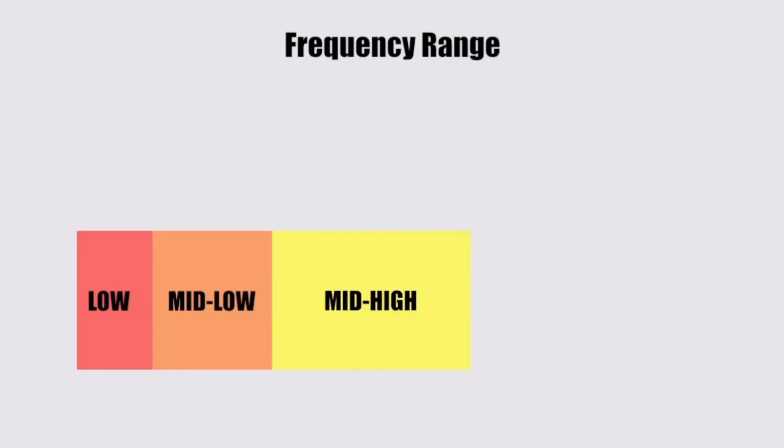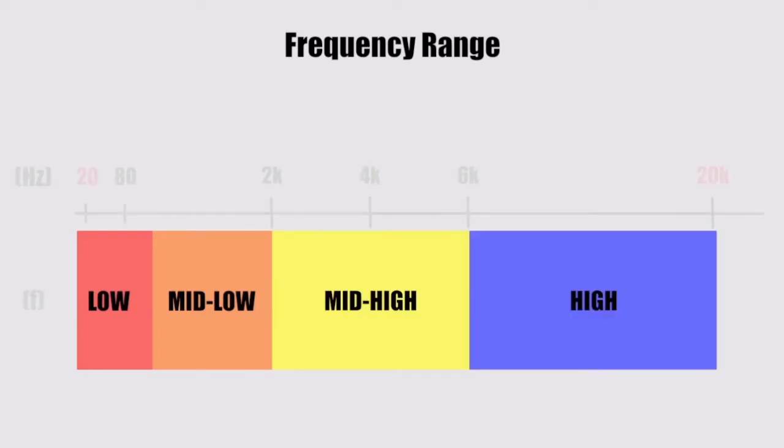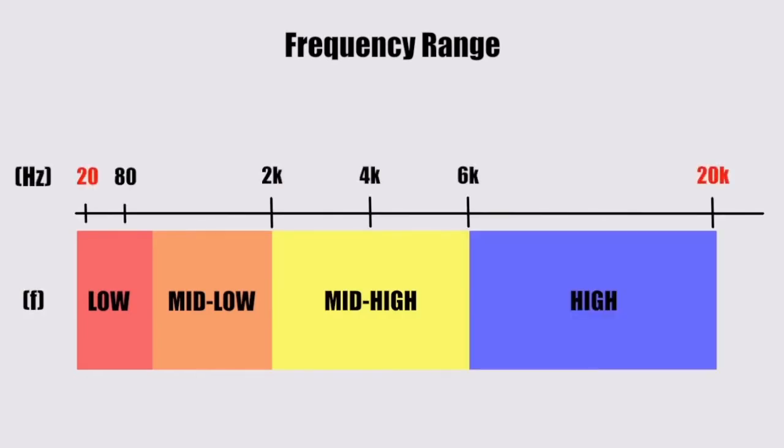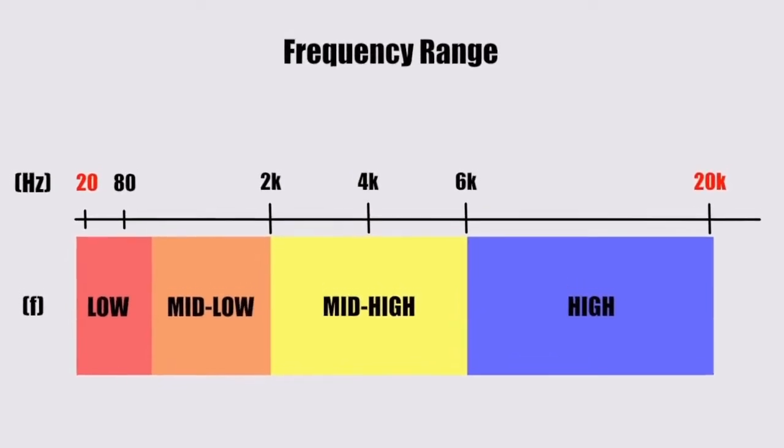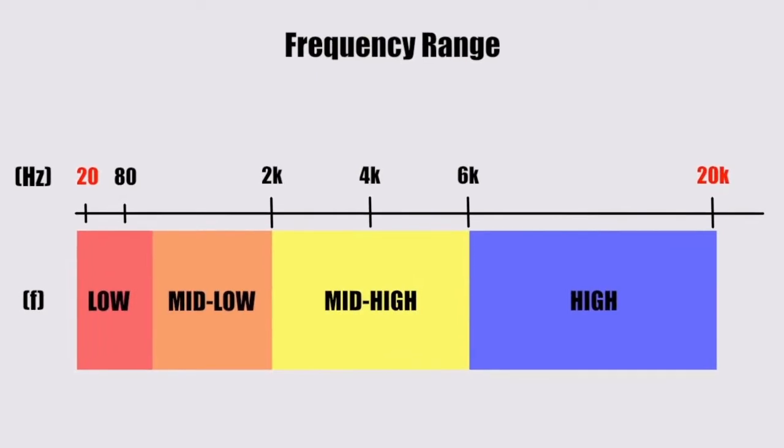We generally divide the frequency range into 4 sections: low frequencies, mid-lows, mid-highs, and high frequencies. The human ear on average can hear frequencies as low as 20 Hz, which is like the rumble of an earthquake, to as high as 20,000 Hz, which is just below the pitch of a dog whistle. Every instrument contains a wide range of frequencies, but only the ones between 20 Hz and 20 kHz are important to us.